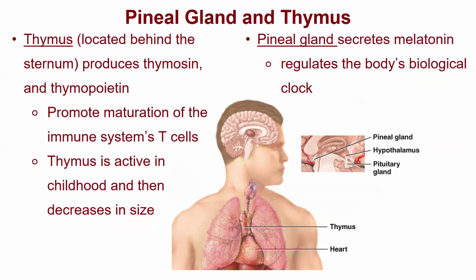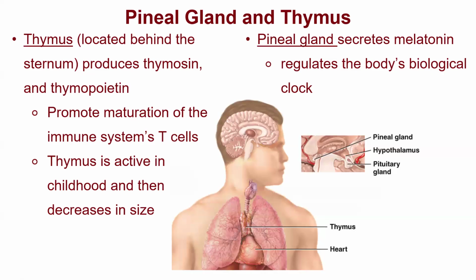The thymus is related to our immune system primarily, promotes thymosin and thymopoietin, which promotes the maturation of our immune system's T cells. So this is part of the adaptive immune system. Our T cells are a type of lymphocyte. And so when we're first building up our immune system, building our army, the thymus is really active. And so it makes sense that it's going to be more active in childhood. Once we have our immune system established, it kind of slowly decreases in size throughout the lifespan.